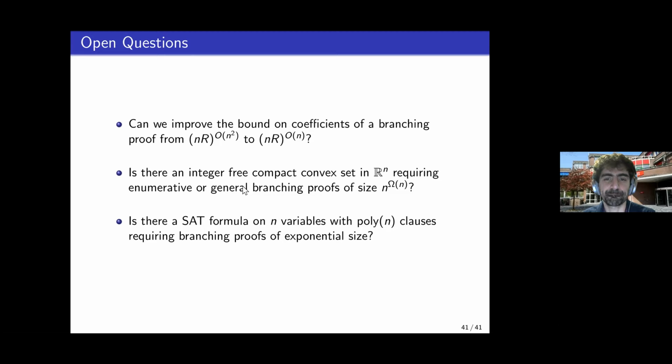There's also the question of having any reasonable or interesting lower bounds on the size of branching proofs for reasonable classes of CNF formulas. We have lower bounds, but they're only for one formula which has all possible clauses, so that's not very interesting because the number of clauses is already exponential. And there is also a question that's more motivated from the side of integer programming, which is whether there are compact convex sets which require branching proofs of size n to the n. That would essentially prove the optimality of Lenstra's algorithm for a restricted class of integer programming algorithms. Okay, so that's it.